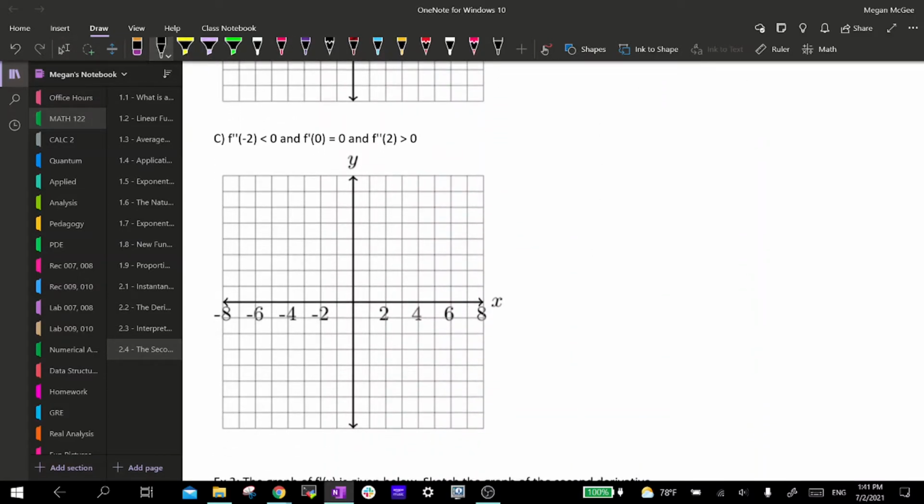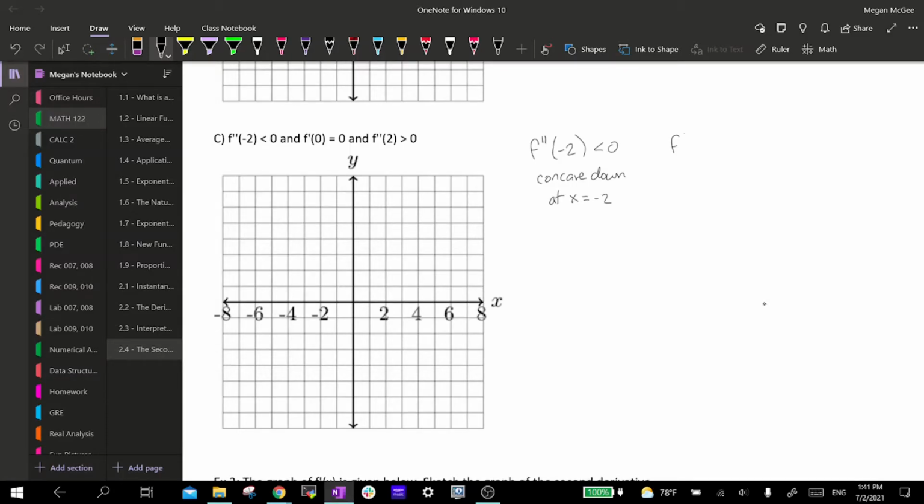Alright, and our last example for this problem, we are given the second derivative of negative 2, and that is less than 0, so that's negative. Our second derivative tells us concavity. So if it's negative, that means we are concave down at x is equal to negative 2.